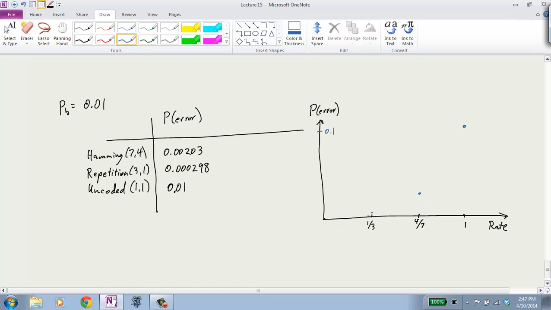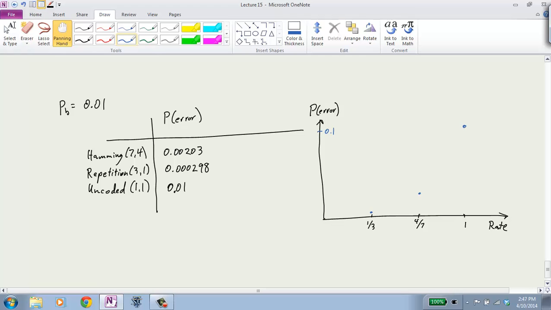Now, the directions we like here, we would like to keep the rate high. That's this way, and we'd like the error probability to be low. So a good code wants to go down and to the right here. Good performance means down and to the right in this graph.